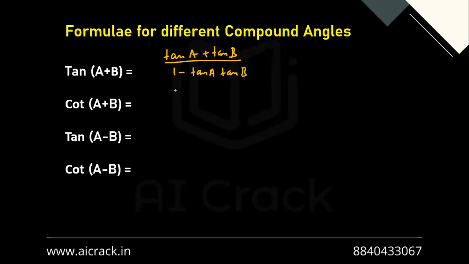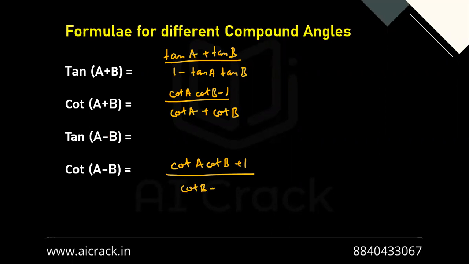Now for cot of A plus B, you just have to do the reverse, right? So that will come out to be cot A cot B minus 1 upon cot A plus cot B. Now the formula for tan A minus B is pretty easy, because you just have to apply a minus sign over here and a plus sign over here. But cot A minus B is a little tricky. So that will become cot A cot B plus 1 upon cot B minus cot A. So it's not cot A minus cot B. It will become cot B minus cot A. So that you have to remember. It's not a tricky part, but you might forget it.